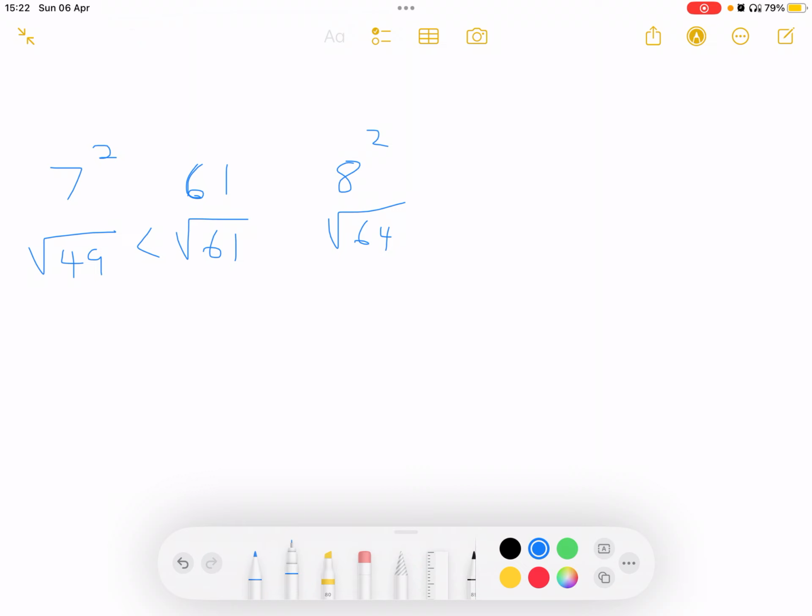tells us that this one is less than that one and that one. Why? Because here you're going to get 7, which is less than the square root of 61 and less than the square root of 64. So therefore, this will be between the integers 7 and 8.